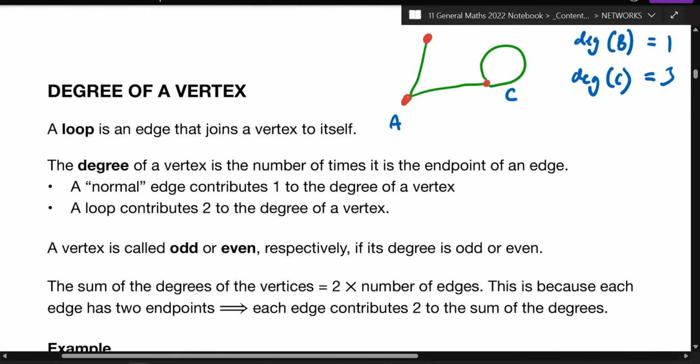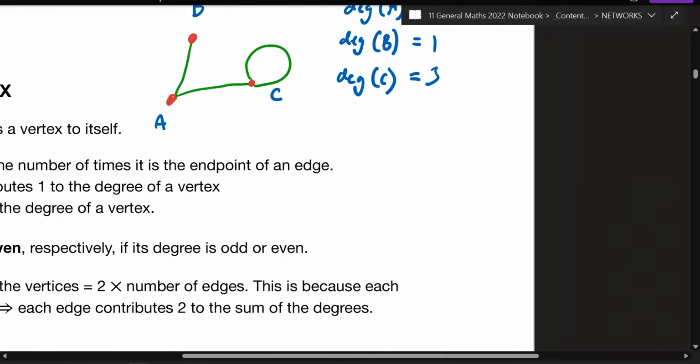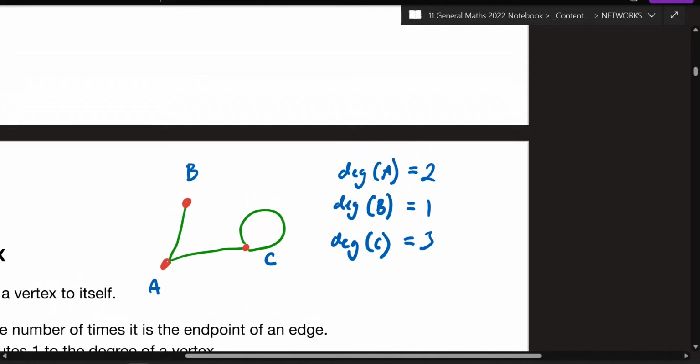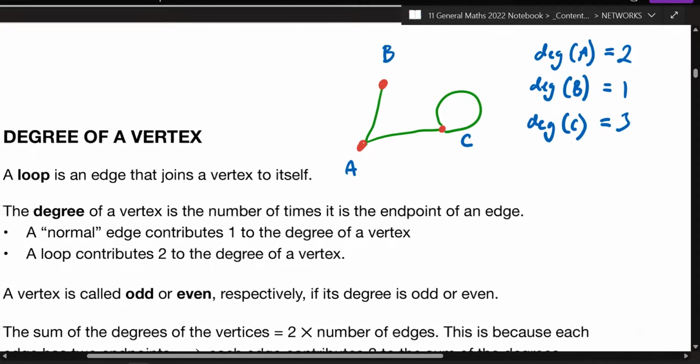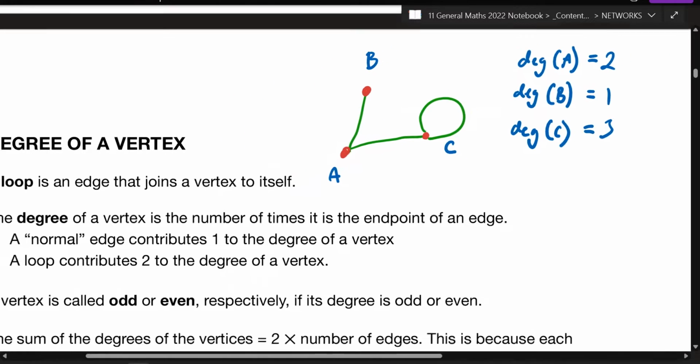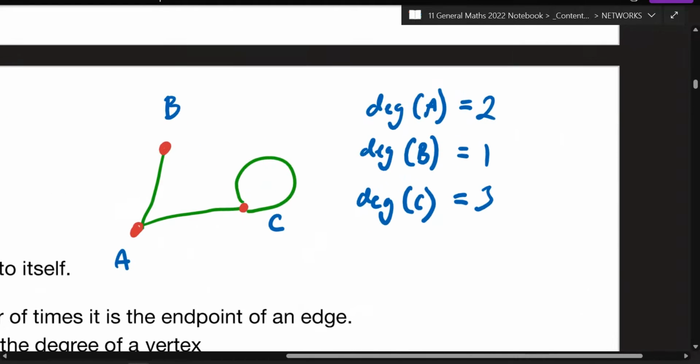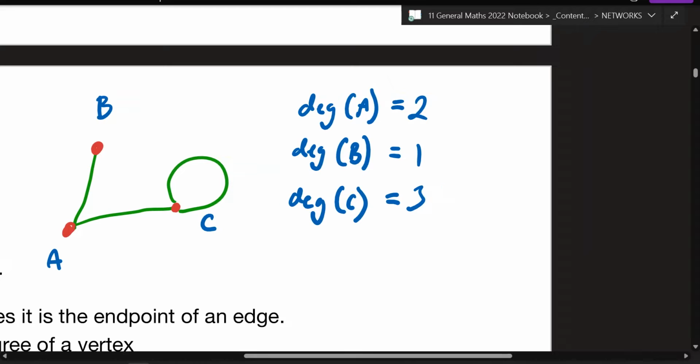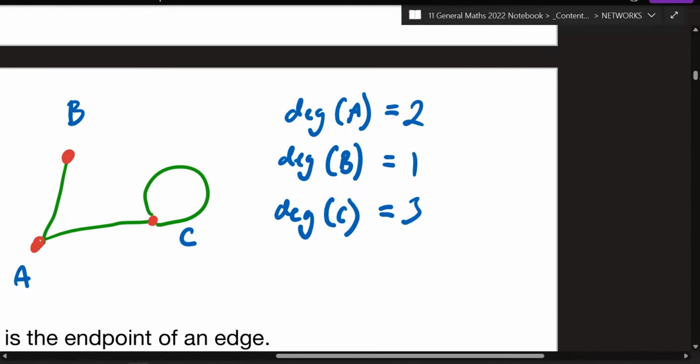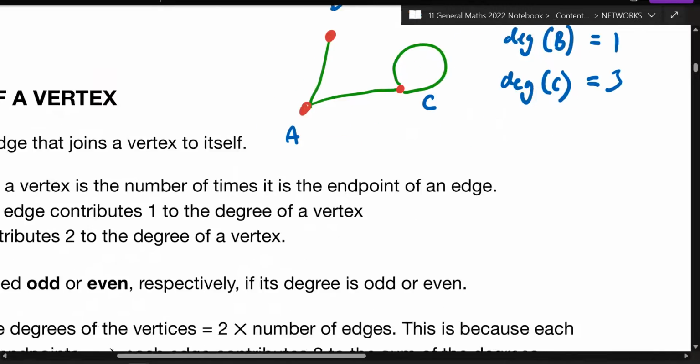A couple of things to keep in mind as well: a vertex can be odd or even, depending on its degree. Jordan, A would be an even vertex. C would be an odd vertex, because the number of degrees is odd. For B, the degree is 1, so it is still odd, not even. The degree of B would be odd. Let's keep going.